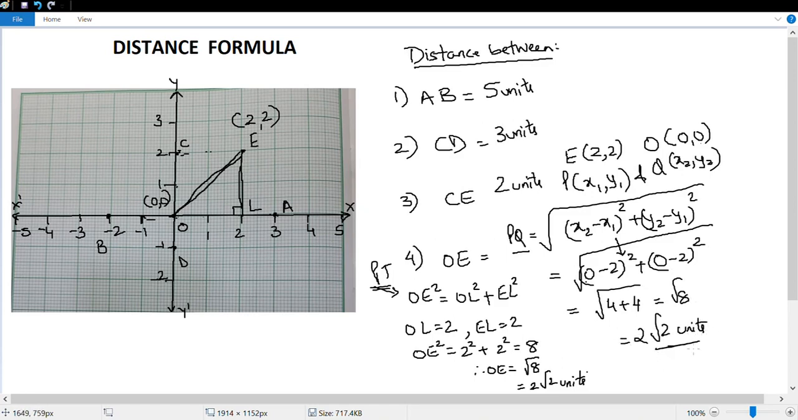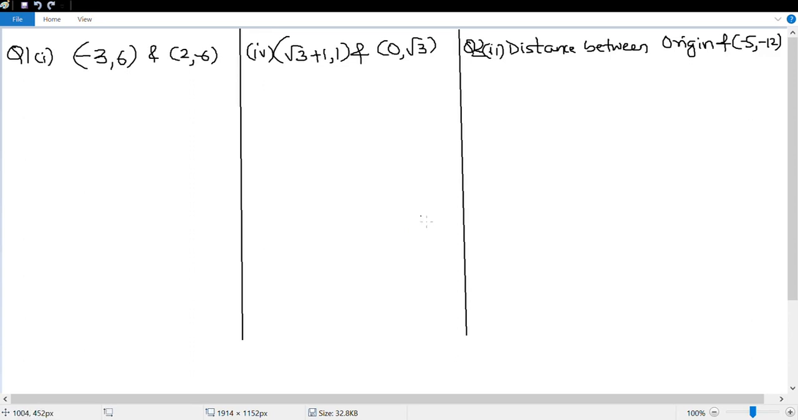So basically using this formula, if you remember, we can figure out any distance between any 2 given points. So x2 minus x1 whole square plus y2 minus y1 whole square. So let's try and solve some questions and let's see how it works. So I am on question number 1, part 1. Find the distance between the following pairs of points.